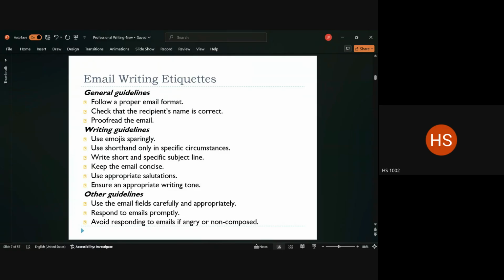Proofread the email, yes, because we do not want to look like a silly human being with all grammatical and spelling errors in our emails. This also directly tells the reader of your email how serious you are about these things, right? These things in the sense of the matter itself, not the grammar and the spelling. Okay. Then comes writing guidelines. Now, this one is particularly with respect to the writing of the email. We're going to see that a bit more when we discuss the structure of the email. But general writing etiquettes: use your emojis or emoticons sparingly.